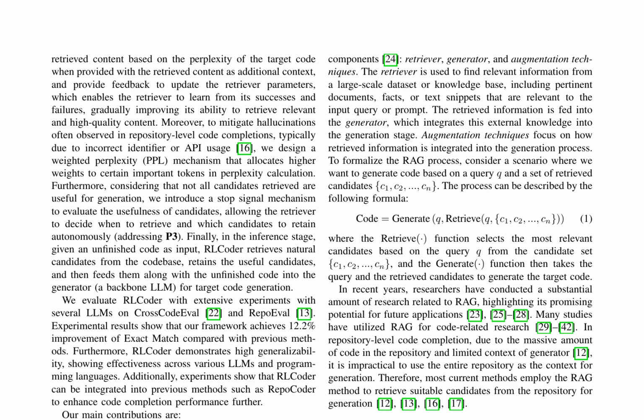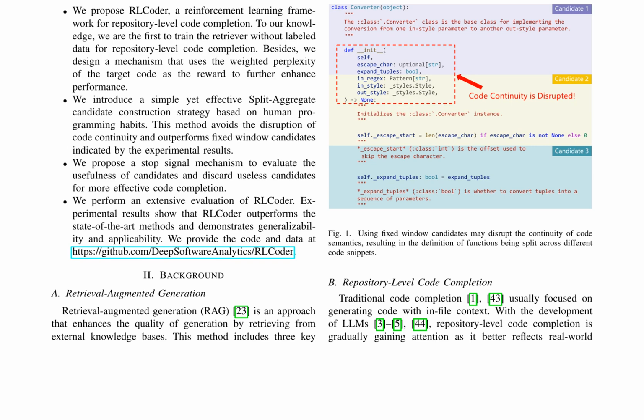We evaluate RLCoder with extensive experiments with several LLMs on CrossCodeEval and RepoEval. Experimental results show that our framework achieves a 12.2% improvement of exact match compared with previous methods. Furthermore, RLCoder demonstrates high generalizability, showing effectiveness across various LLMs and programming languages. Additionally, experiments show that RLCoder can be integrated into previous methods such as RepoCoder to enhance code completion performance further.